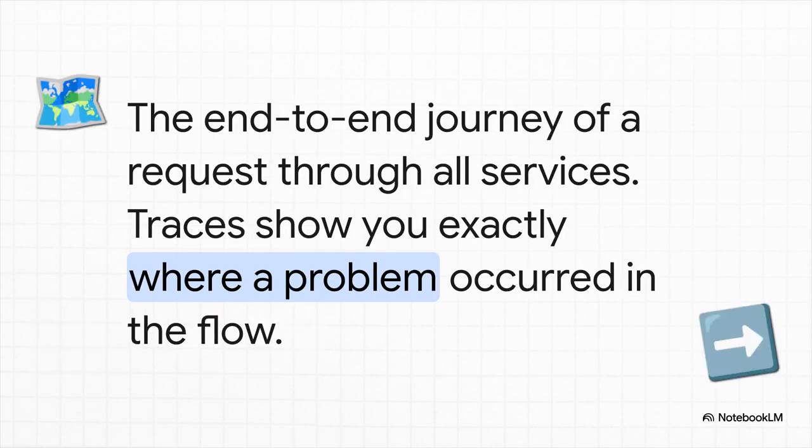And finally, we have traces. Honestly, in today's world of microservices, this is your secret weapon. A trace follows one single user request from the moment they click, all the way through every single service it touches, and all the way back. It shows you the entire journey so you can pinpoint exactly where that bottleneck or failure is happening. And a tool like Grafana Tempo just visualizes these crazy journeys beautifully.